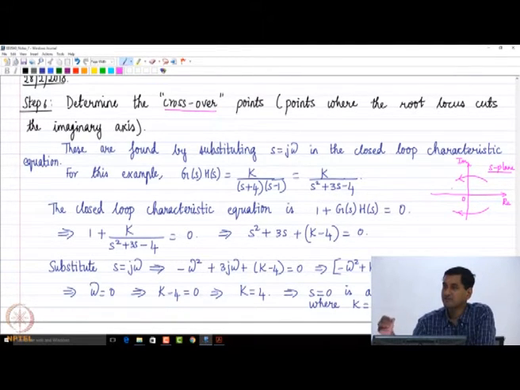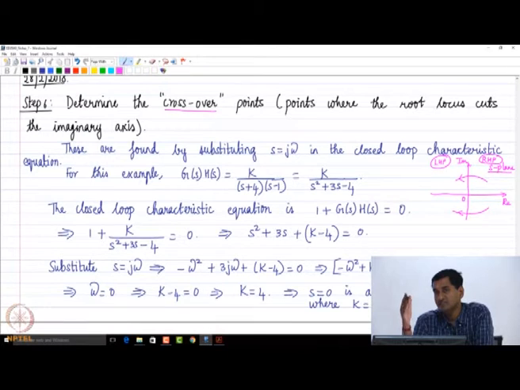Please note that the imaginary axis divides the S-plane into the RHP and LHP. A crossover point, as the name indicates, is a point at which the root locus transitions from one half plane to the other. It can be either from the right half plane to the left half plane or from left to right, either way. But we can immediately see that the imaginary axis is the boundary between the 2 half planes.